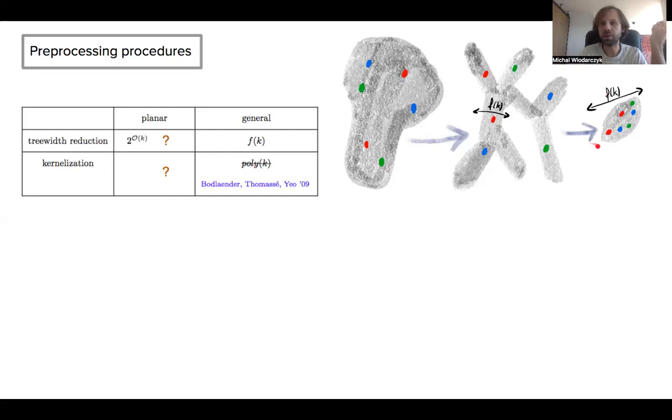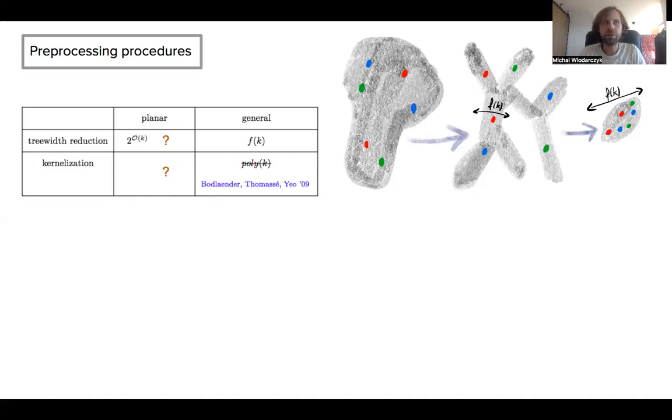the polynomial kernelization for general disjoint paths was ruled out, which is hardly a surprise because we don't even know how to reduce Treewidth to any reasonable bound in k, let alone the size of the graph. But the interesting question was whether we could get a polynomial kernel for planar disjoint paths.